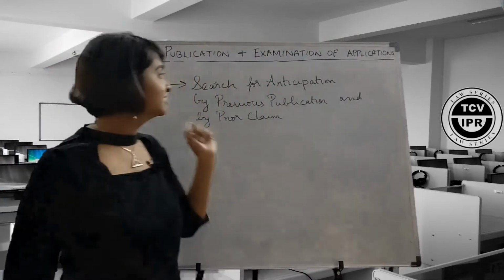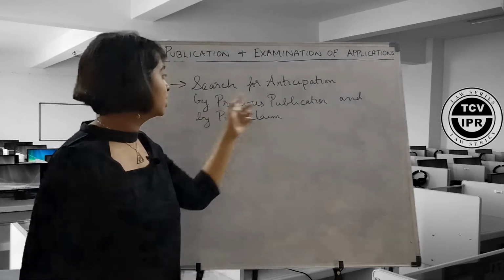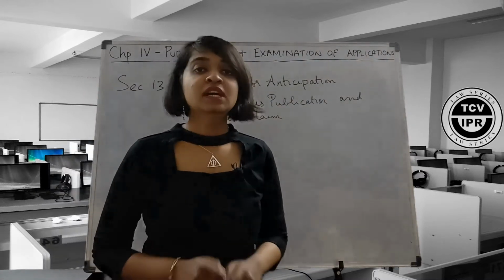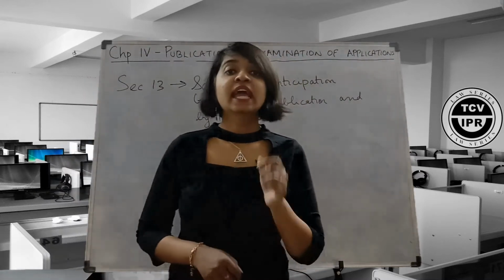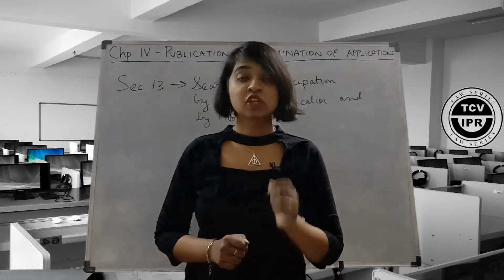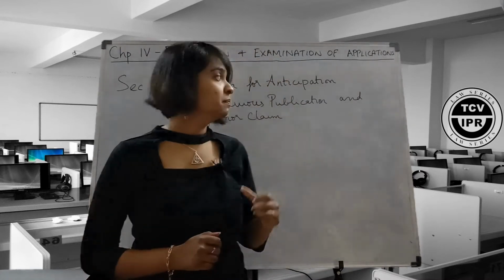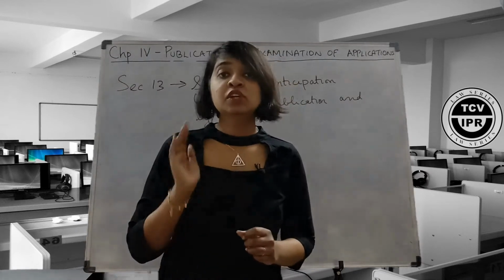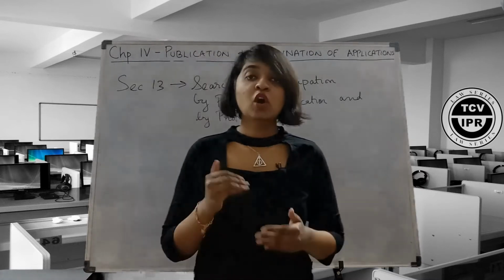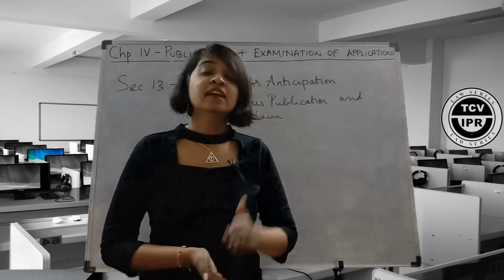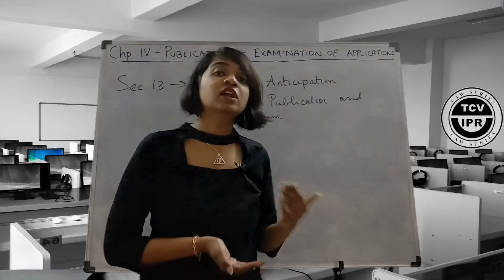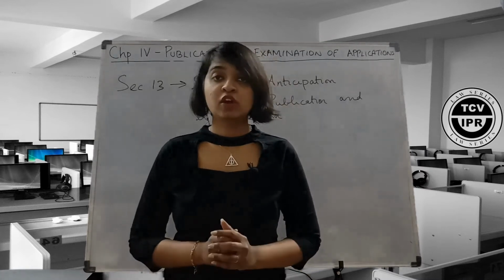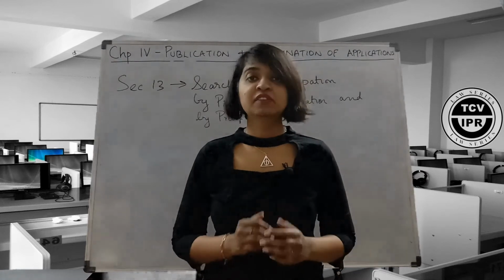Okay. Section 13 talks about search for anticipation by previous publication and by prior claim. Now here the examiner will see whether any claim of your complete specification has been anticipated by previous publications. That is from 1/1/1912, from that day they will start checking. Not only that, they will also see the claims filed after your complete specification has been filed, to see whether anybody else can claim priority. I know it is a bit confusing. I will give an example.